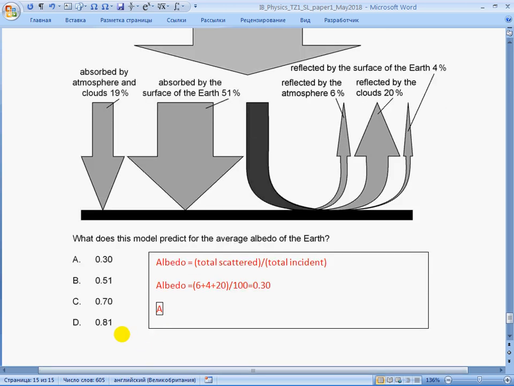This finishes my discussion of this paper. I can say that about 60% of questions are from HL level, only 40% are new questions. See you next time.